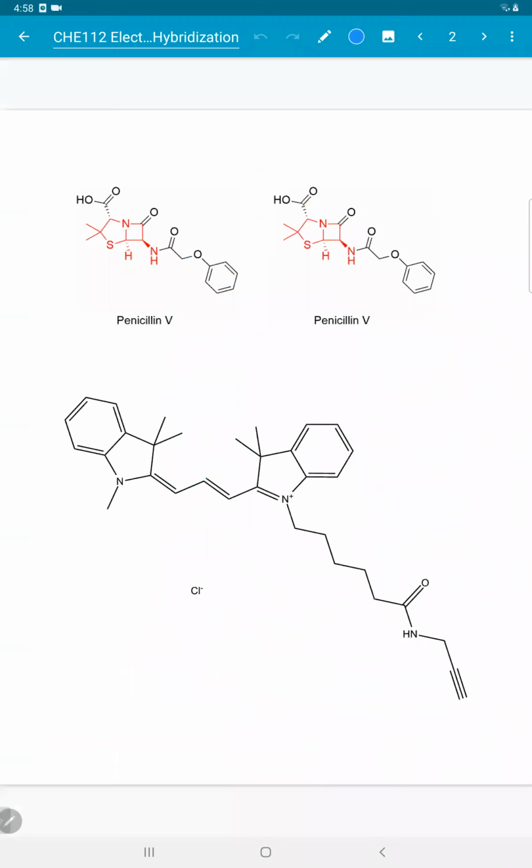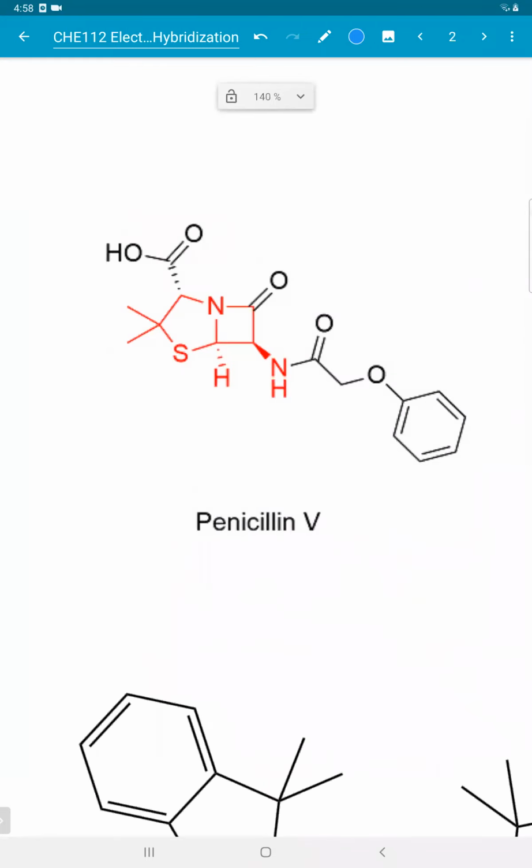So I essentially have 2 structures I want to look at. I'm going to look at penicillin, and I want to look at this crazy structure I found online. I don't know what it is, but boy, it had a whole bunch of different hybridizations of the different atoms, and so that's what we're going to look at. First, when we look at penicillin, I'm going to zoom in here on this penicillin structure.